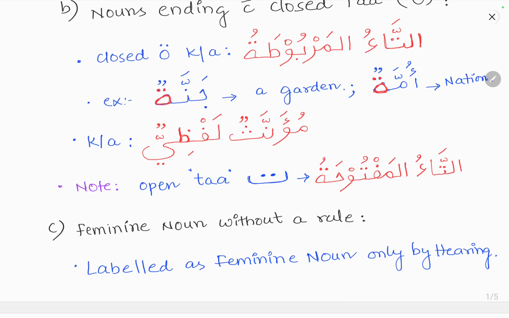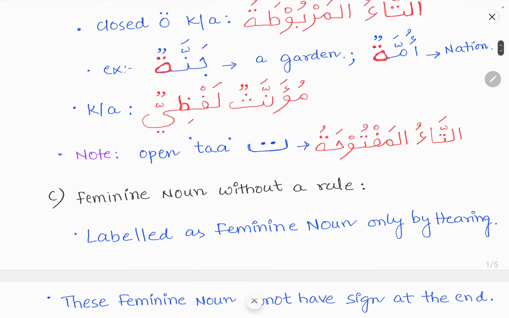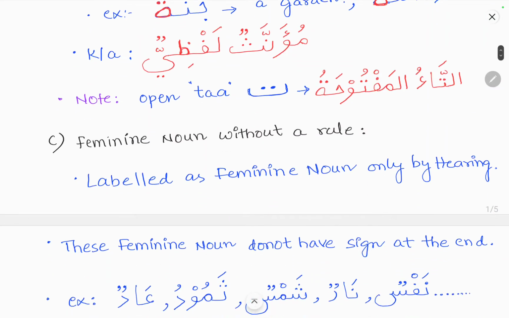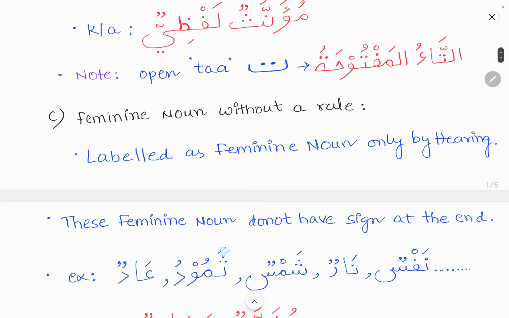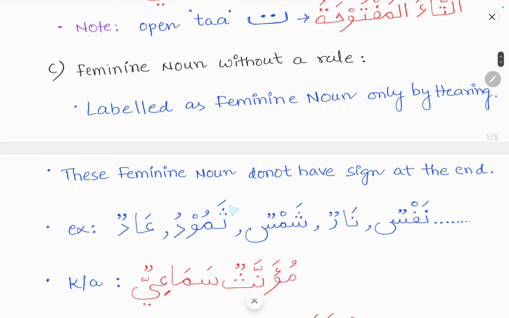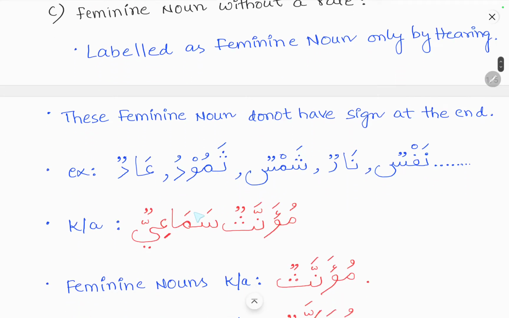And the third way to identify a feminine noun is feminine nouns without a rule. Here the nouns are labeled as feminine nouns only by hearing. These nouns do not have any sign at the end. So these nouns should be learned by heart. Example: yadun, sammun, shamsun, narun, nafsun. These nouns are feminine nouns. These are categorized under muannas-e samai.